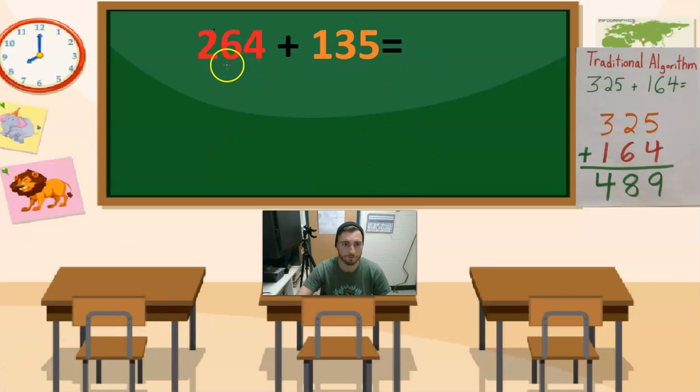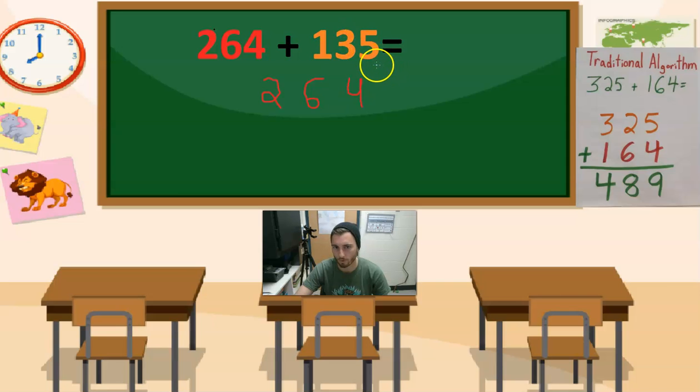So in this example, we have 264 plus 135. I'm going to start by writing down my first number. So I'm going to rewrite 264. And again, I like to write it with a little bit of spacing between each digit so that I have room to see my place value. It's a little neater, I find. Then I'm going to look at my second number.